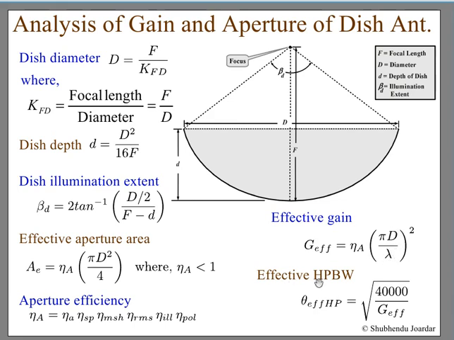And also the effective half power beamwidth in one plane is equal to some constant divided by the square root of the effective gain.